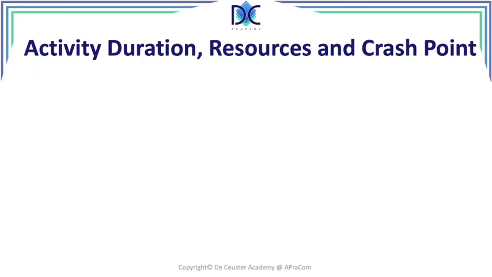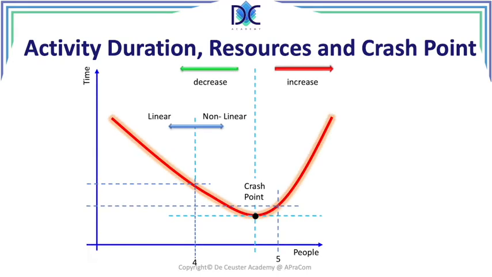Now, when we look at the activity, we have to look at the activity duration, resources, and what we call the crash point. Now, what we see to the left of, let's say, 4 people, we assume that adding more people will reduce the duration in a linear way. Once we pass a certain moment, we will see that adding more people does not reduce the duration in the same way. The people are interfering with each other, and in that moment, their efficiency goes down. And finally, we reach what we call the crash point. Adding more people after the crash point will increase the duration of the activity.